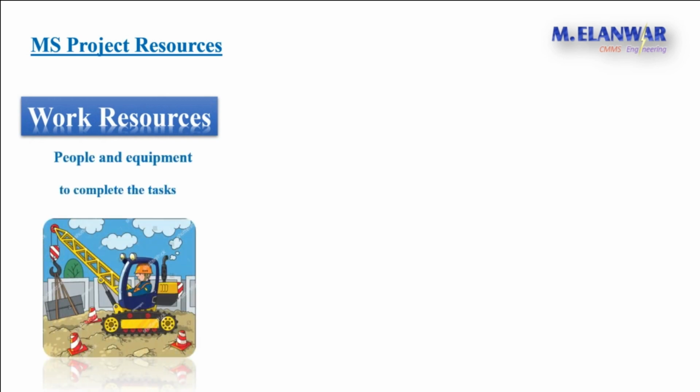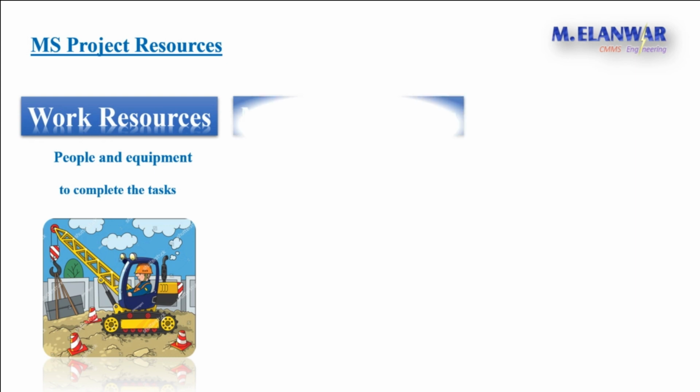Hi everyone, we will speak in this session about resources. We have three different types of resources. First one is work resources. Work resources can be defined as resources for a human or for equipment which are required to complete tasks. The cost of this type of resource depends on working hour or daily rate.